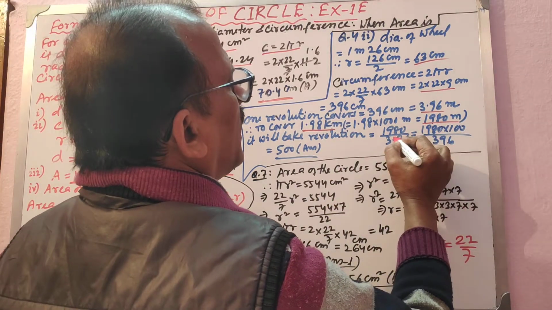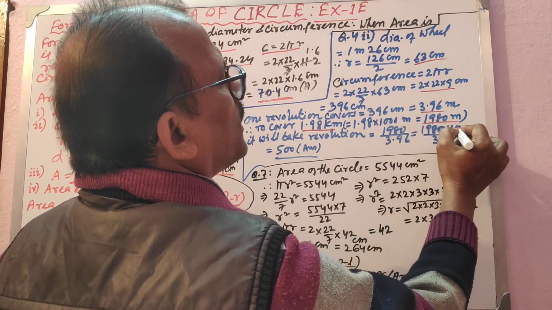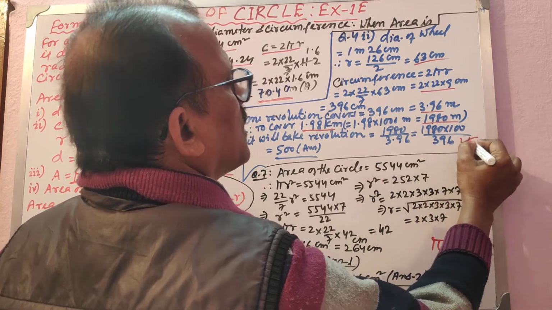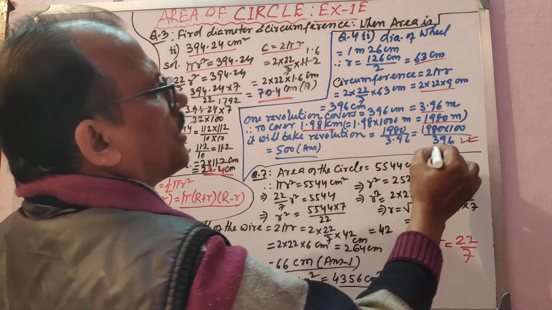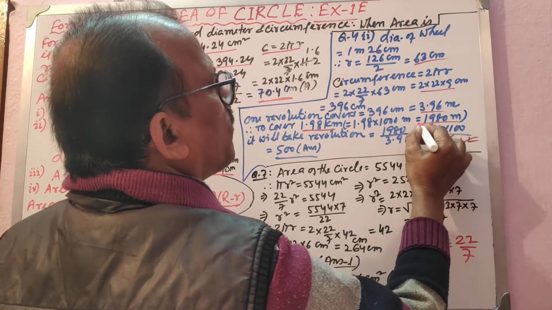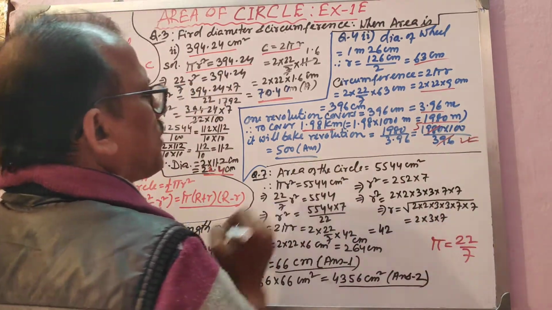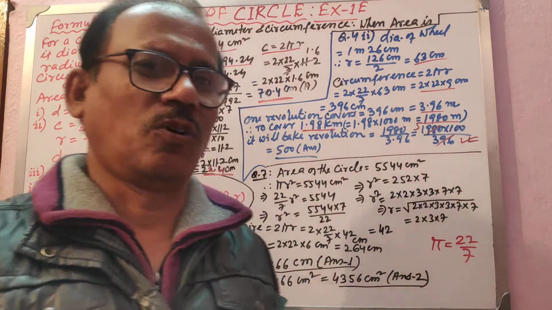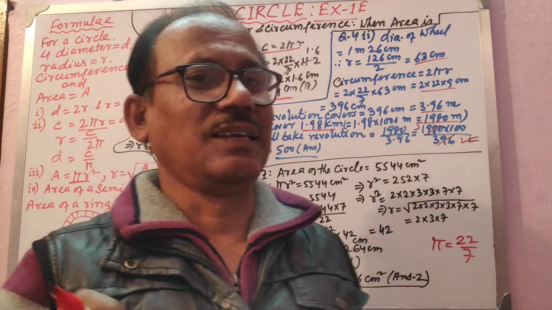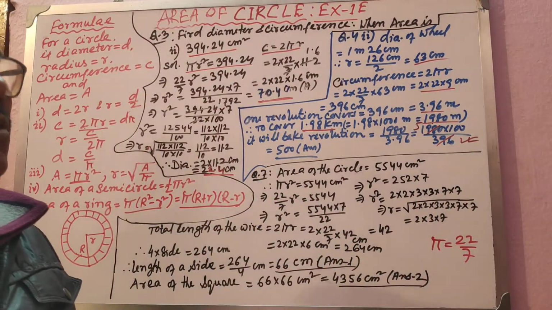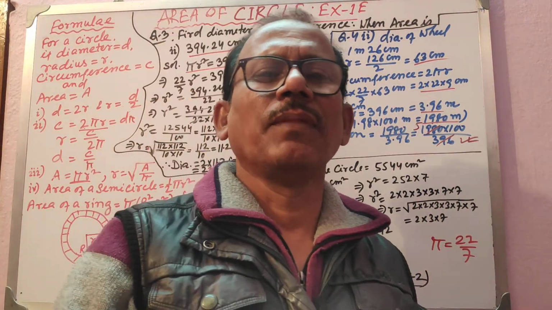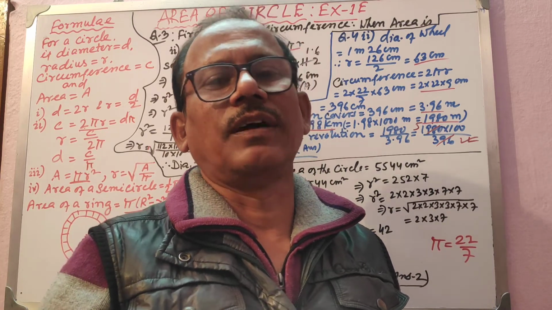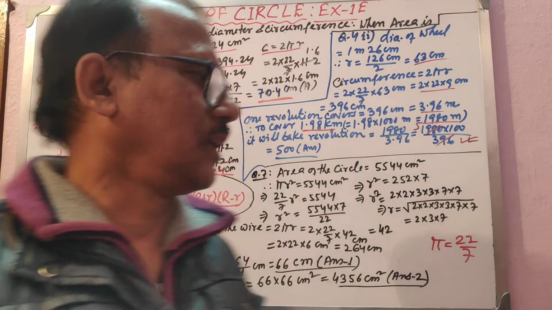If you remove the decimal, numerator will multiply with 100. So 1980 into 100 by 396. If you solve it, you will find 500. This will cancel and it will become 5, and 5 into 100 is 500. So 500 revolutions the cycle wheel has to take to cover the distance of 1.98 kilometer. I hope you have got it. You found the perimeter, and then the distance he has to cover divided by the perimeter. That's all.